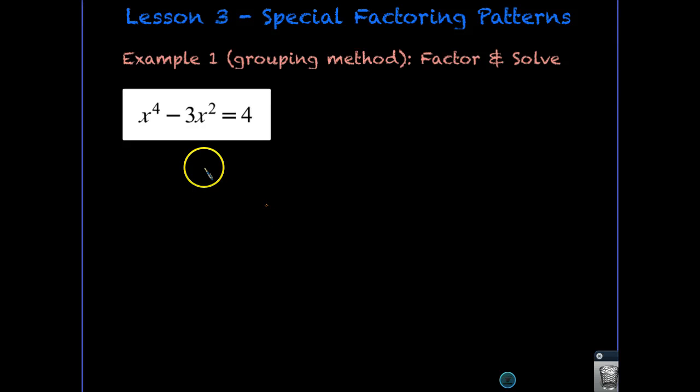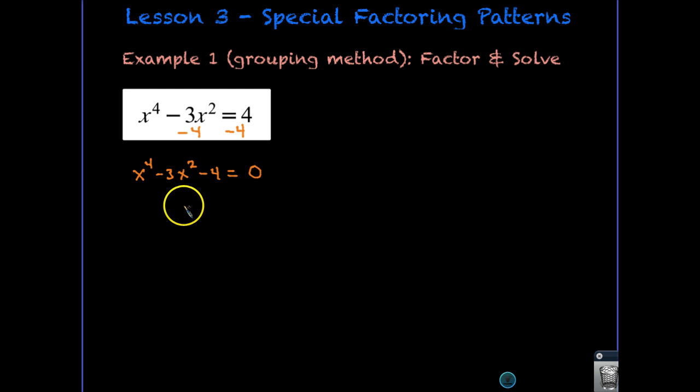So in this case, our first one, this is just a grouping method, but I wanted to show you this because it often gets overlooked and it's pretty common. So I have here three terms. I have a trinomial. Remember that when we're solving, we always set it equal to 0. So I would want to move the 4 over to the other side. And I'm left with now x to the 4th minus 3x squared minus 4.